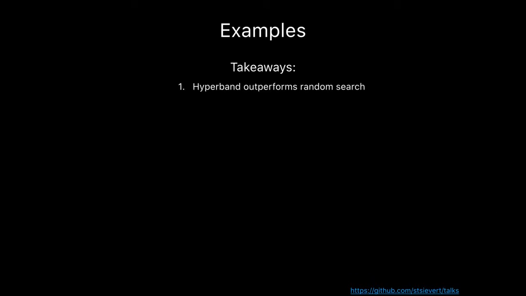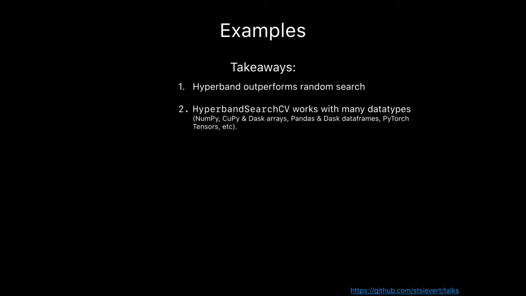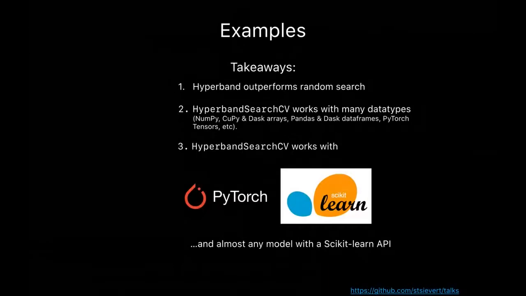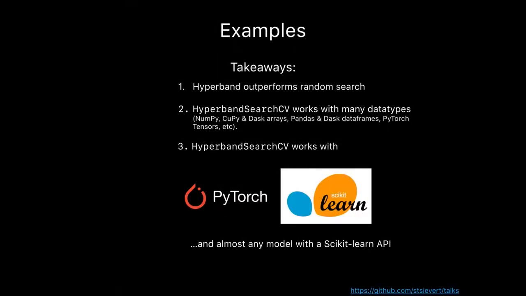First, Hyperband is a lot better than random search, so it requires fewer passes through the data and less wall clock time. Hyperband also works with a lot of data types: NumPy arrays, Dask data frames, pandas data frames, CuPy arrays, PyTorch tensors, all of that. It works with scikit-learn, and also with PyTorch, a popular neural network library. It actually works with any model that implements the scikit-learn API.